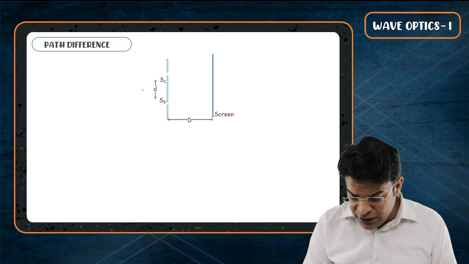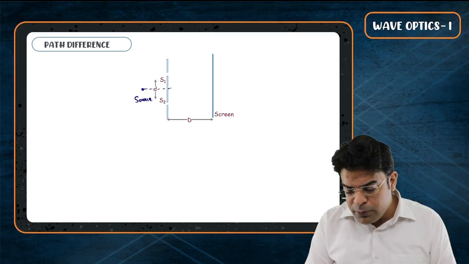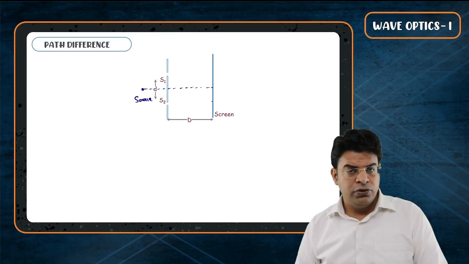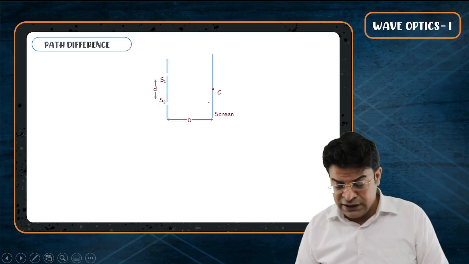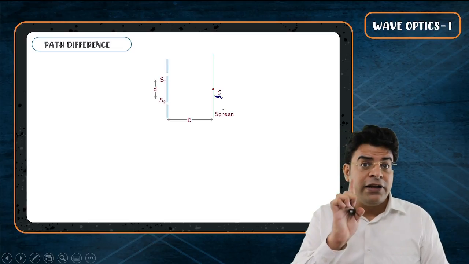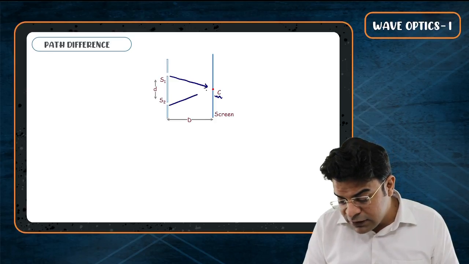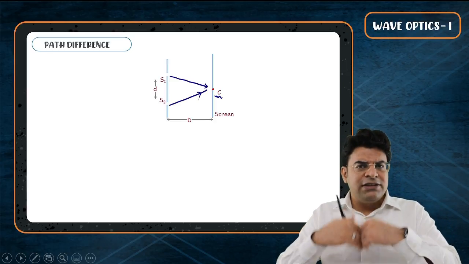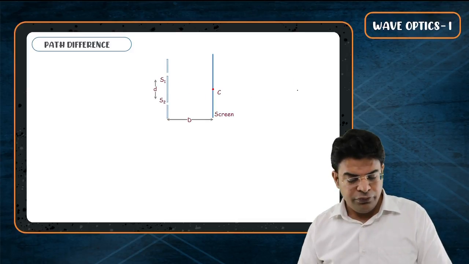Now, if you think of a line joining the source to the midpoint of S1 and S2, the place where this line will cut the screen, that is your central bright. At the position of central bright, the path difference is 0 because the waves coming out of both the slits have to travel the same distance. If they travel the same distance, then obviously the path difference is going to be 0.